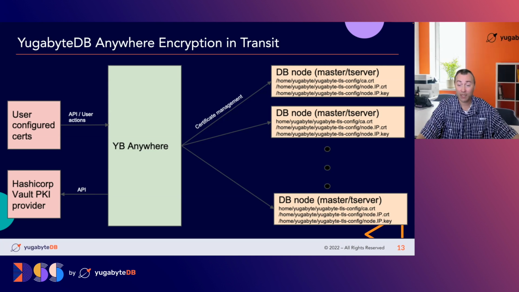Once YugabyteDB Anywhere has the certificate, it is deployed to all relevant database nodes, which consist of both the masters and the T-servers. The certificates are stored in a common location on all masters and T-servers, as illustrated on the right side of this diagram.